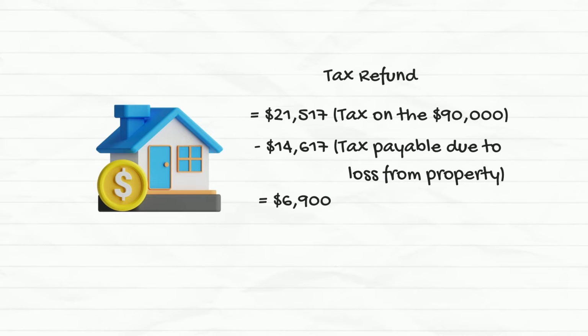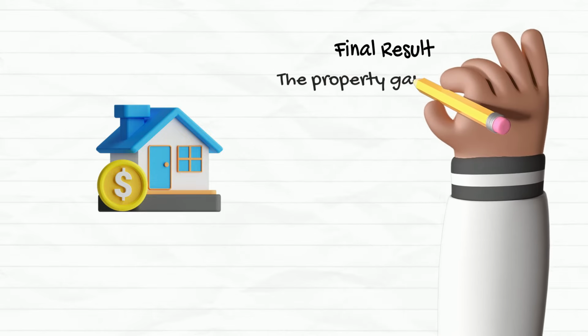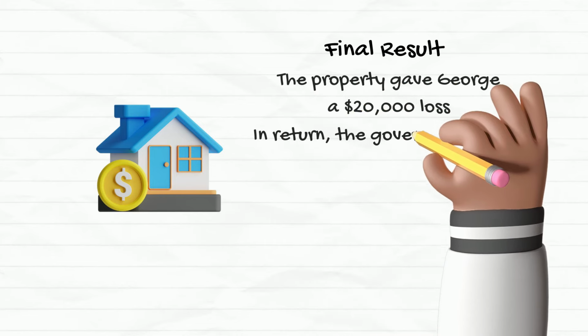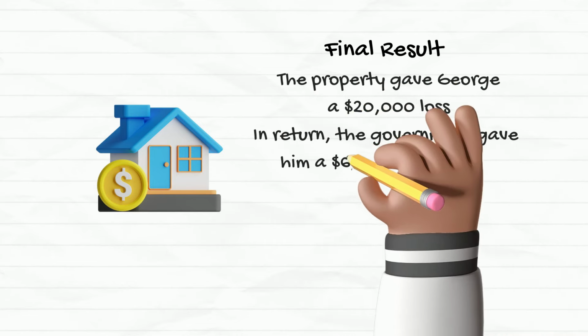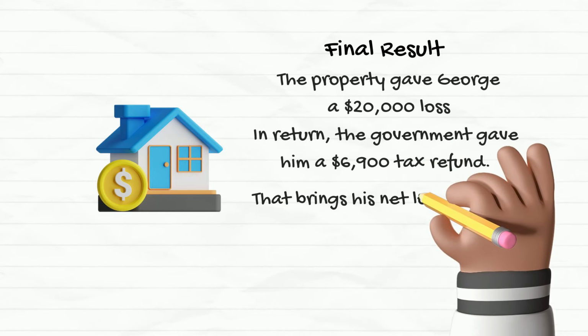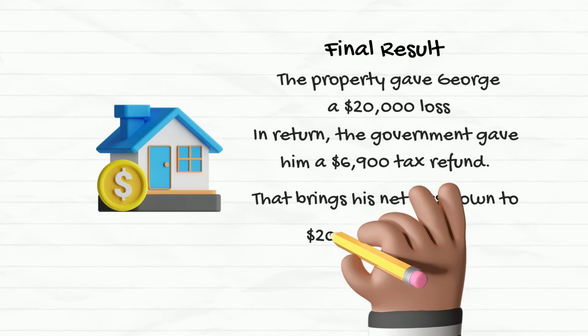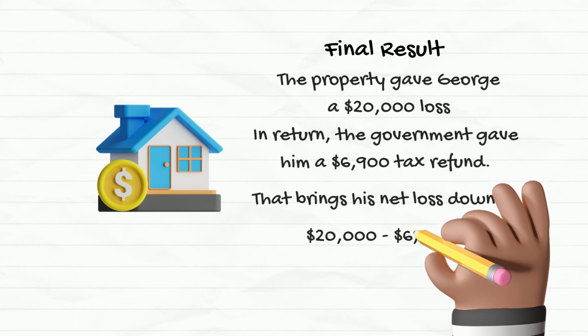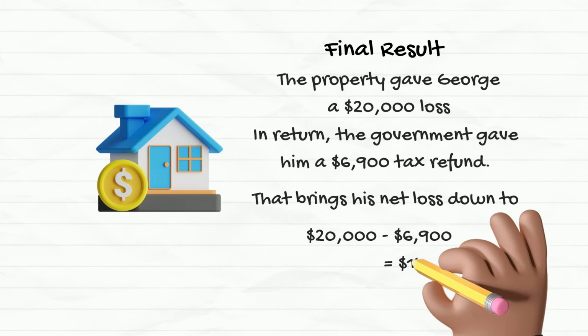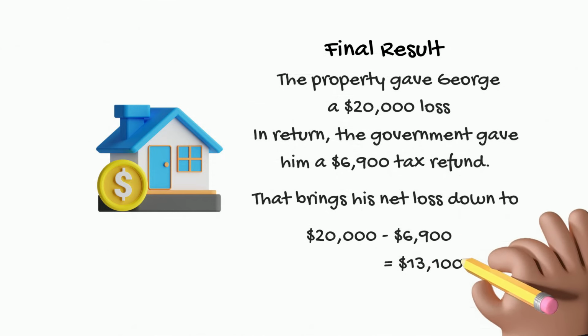So what's the net result? The property gave George a $20,000 cash flow loss. In return, the government gave him a $6,900 tax refund. That brings his net loss down to $20,000 minus the $6,900 refund, which means that he ends up making an actual loss on cash flow after tax of $13,100. And that is how negative gearing works.